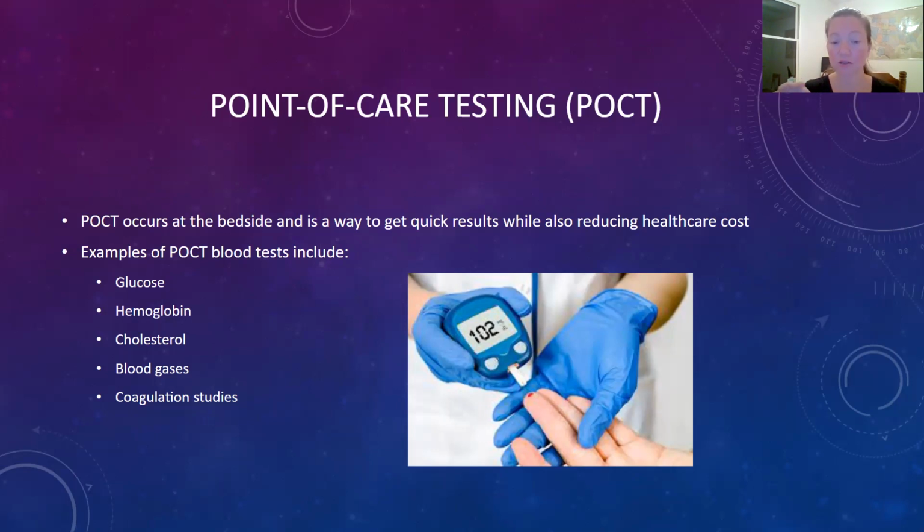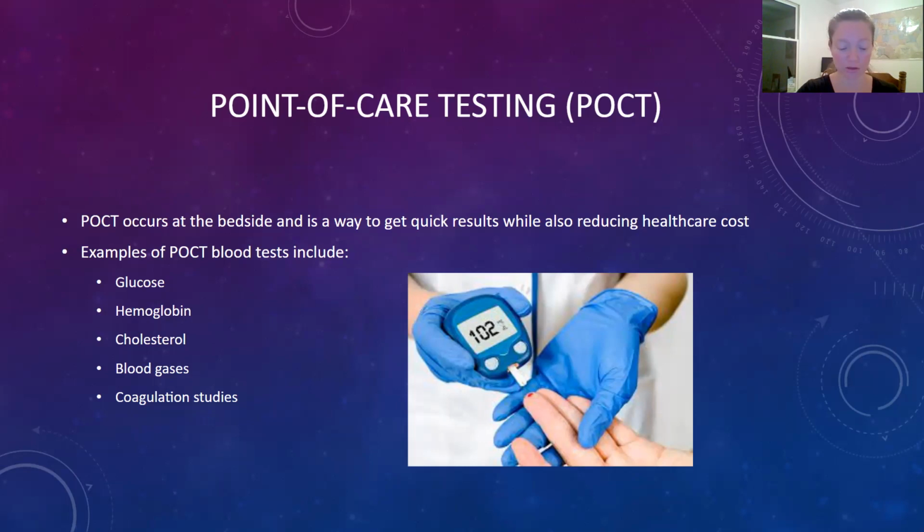Typically, these types of tests, just like in that image there with the blood glucose monitoring, just require a very small amount of blood from a dermal puncture. But we do have to rely on these instruments to be accurate, right? So they have to be calibrated on a regular basis. And we talked about calibration in our previous lectures.